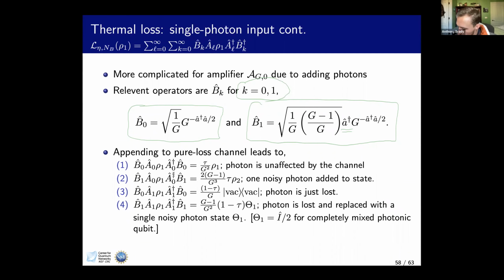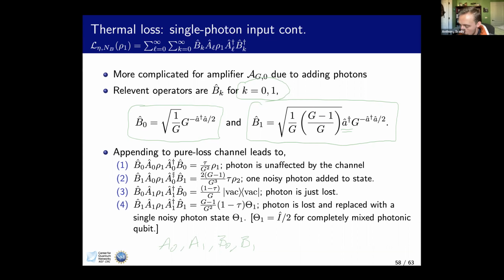And so if you take all of these combinations together, A0, A1, B0, B1, then what you'll get is these following 4 combinations. So the 0, 0 terms, basically the photon is just unaffected by the channel, right? Nothing happens, it just transmits through. The second possibility is, the photon doesn't get lost, but there is an extra photon added to the channel. So you have 1 noisy photon added to your state. So now you have some state rho 2, which is just some 2 photon state, and there's a little bit of noise in there due to the channel.